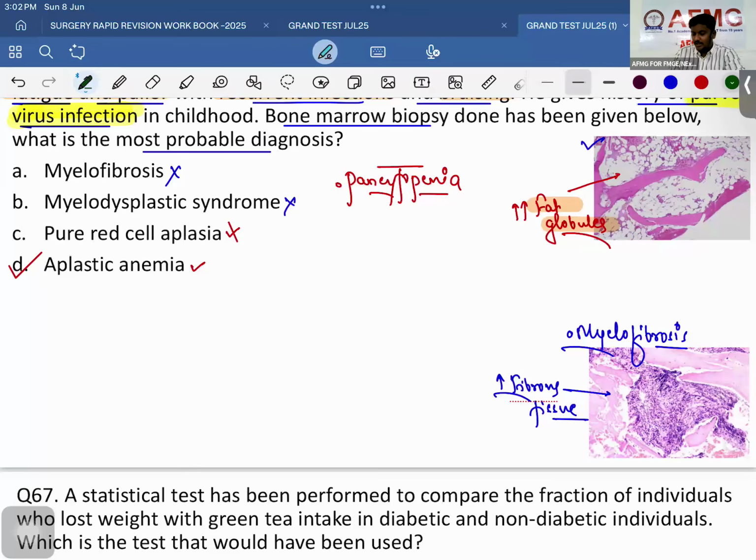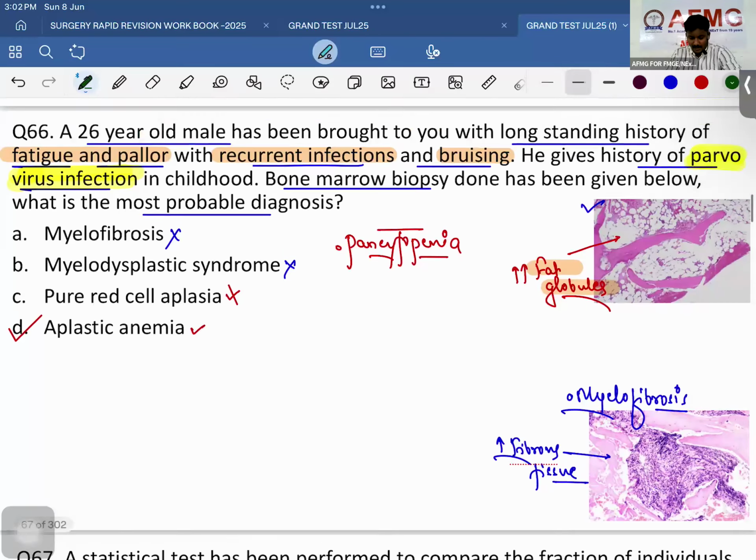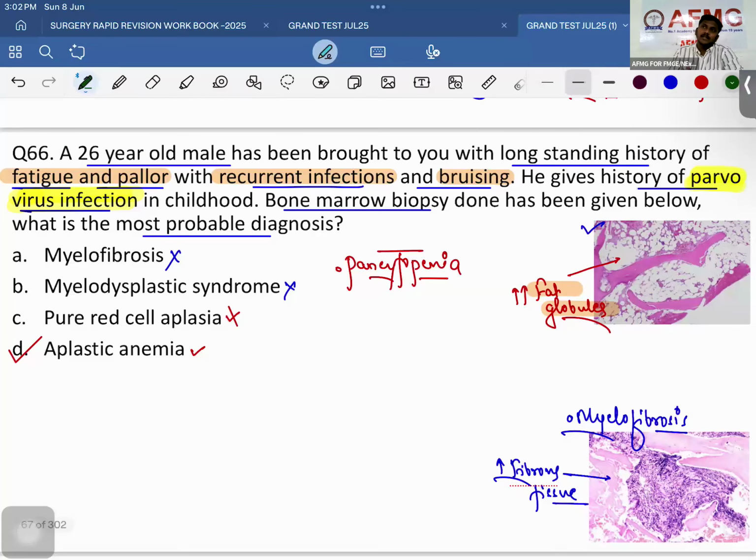Myelodysplastic syndrome is not seen over here. In myelodysplastic syndrome, the patient mainly has a problem with the cells originating from the myeloid lineage. That's it.